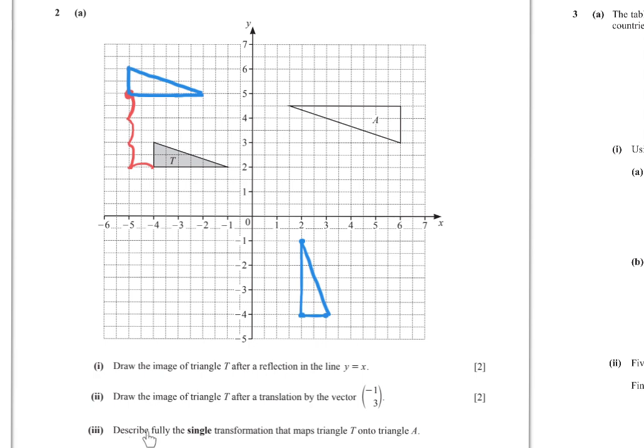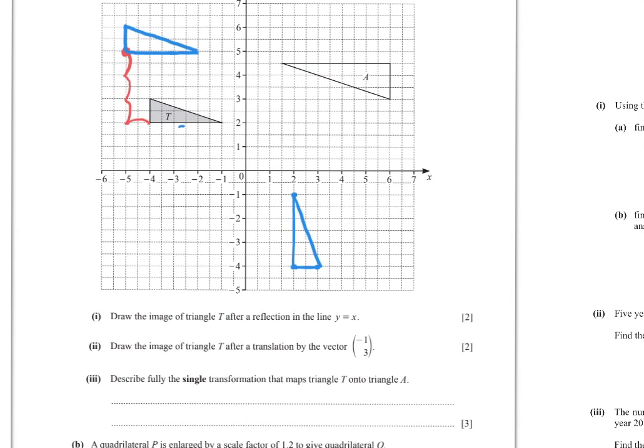Part iii, describe fully the single transformation which maps T into triangle A. From T to A, the size is changed and the triangle also rotates. So this is an enlargement with a negative scale factor. To find the scale factor, divide the new side by the old one. So 3 small squares divided by 2 gives 3 over 2, and because the scale factor is negative, it is negative 3 over 2.